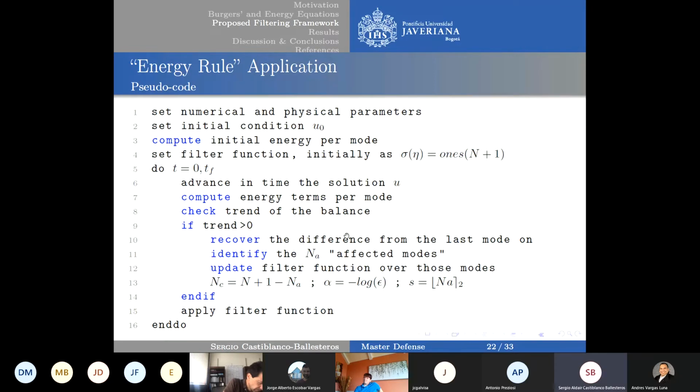Then we end the if. Then we apply the filter function, and finally the time loop ends. So as you can see, the filter function is adaptively updating over time, depending on whether there is a trend upward or downward of the balance of the energy.